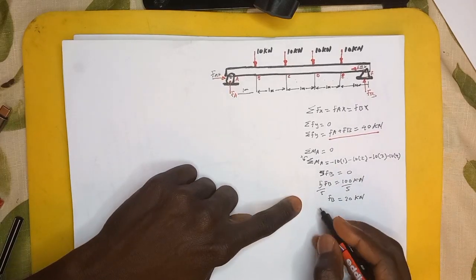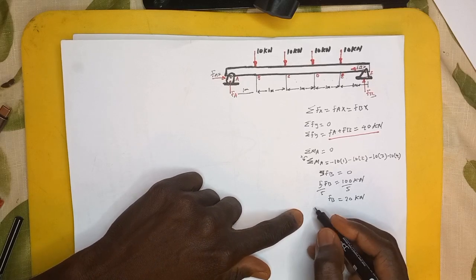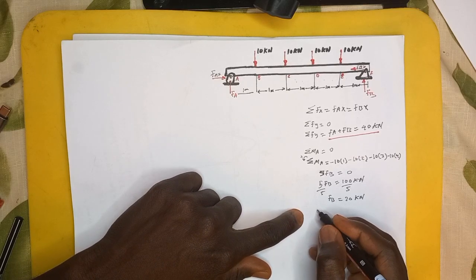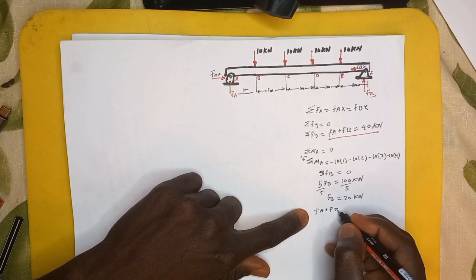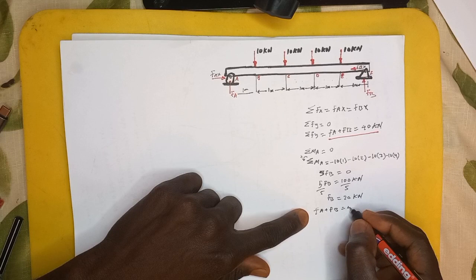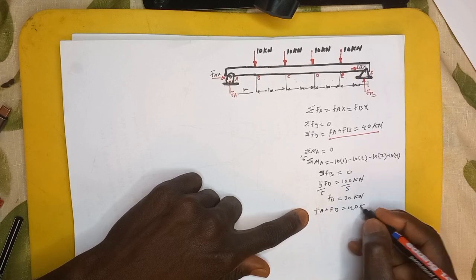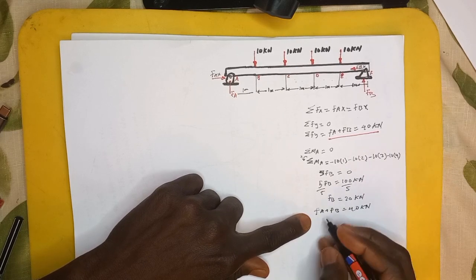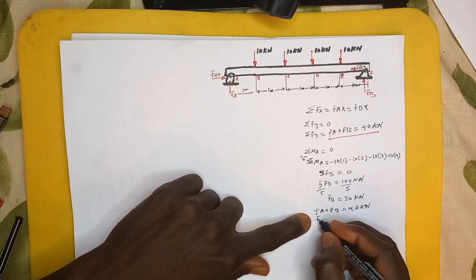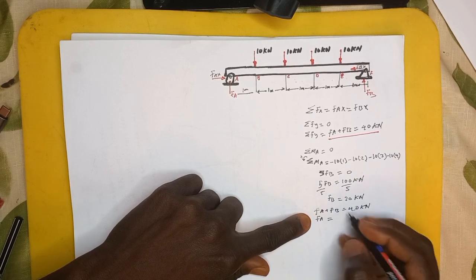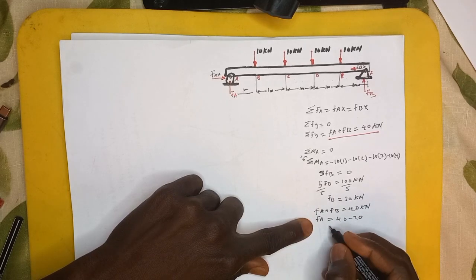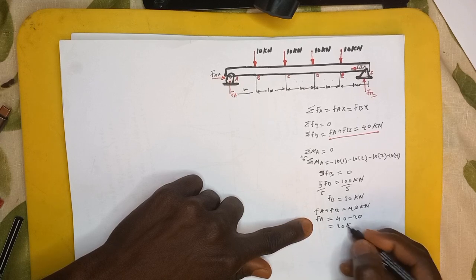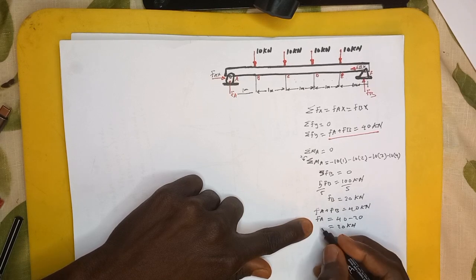So doing that, we're going to have FA plus FB. That's going to be equal to 40 kilonewton, right? And now substituting the value, we have FA here, 40 minus 20. So that is going to give us 20 kilonewton too as well.